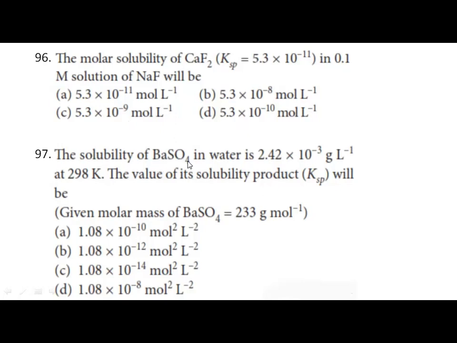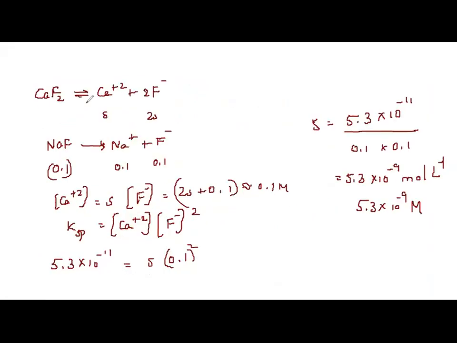The solubility of barium sulfate in water is 2.42 into 10 raised to minus 3 grams per liter. At 298 Kelvin, the value of its solubility product will be. Simply see how it dissociates first, as we have seen here. So the solubility of barium sulfate, BaSO4. How do we calculate it? It is 2.42 into 10 raised to minus 3 grams per liter.